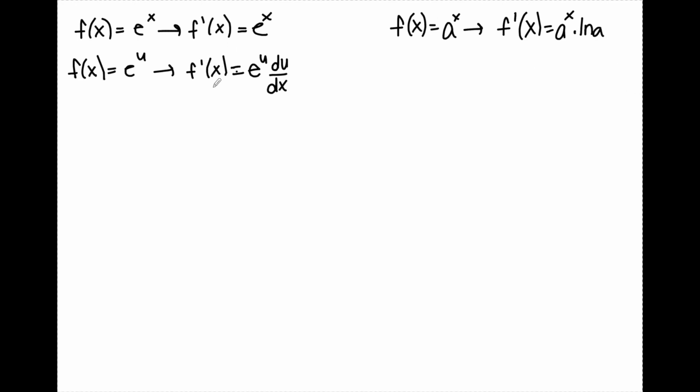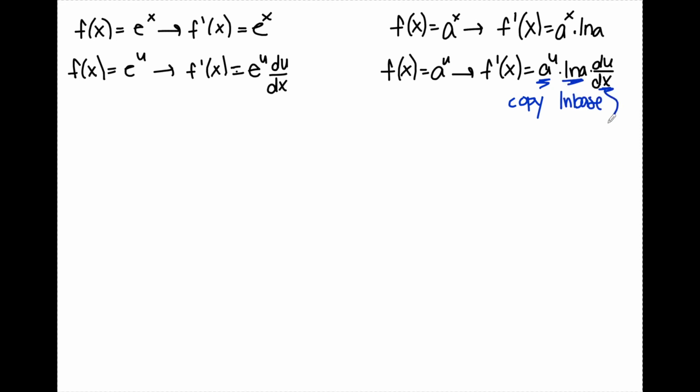Similar to e to the x and e to the u, if that exponent is different, if it's not plain old x, if that exponent is x squared, x cubed, x to the fourth plus 6x, anything other than plain old x, then I need to use a kind of chain rule, and I'm going to let that exponent be u. If that's the case, then my derivative is going to be a to the u ln a du dx. In words, we say this one is copy, ln the base, multiply by the derivative of the exponent.